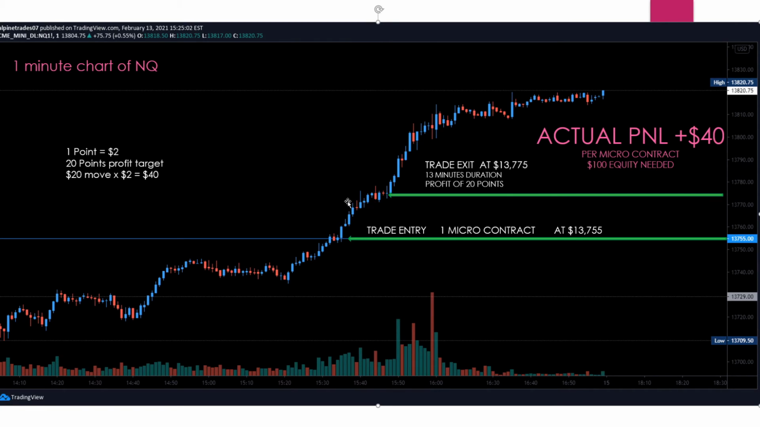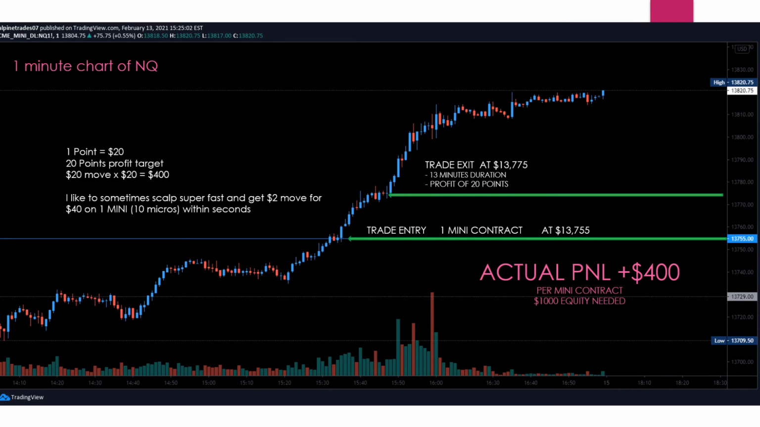Now let's take a look at the mini side. Okay, so this is the micro, and now this is the mini. So as you guys can see right away, the chart is exactly the same, but your trades just multiplied by 10. So if you enter at the same price point, $13,755, we enter for a 20-point profit in 13 minutes.